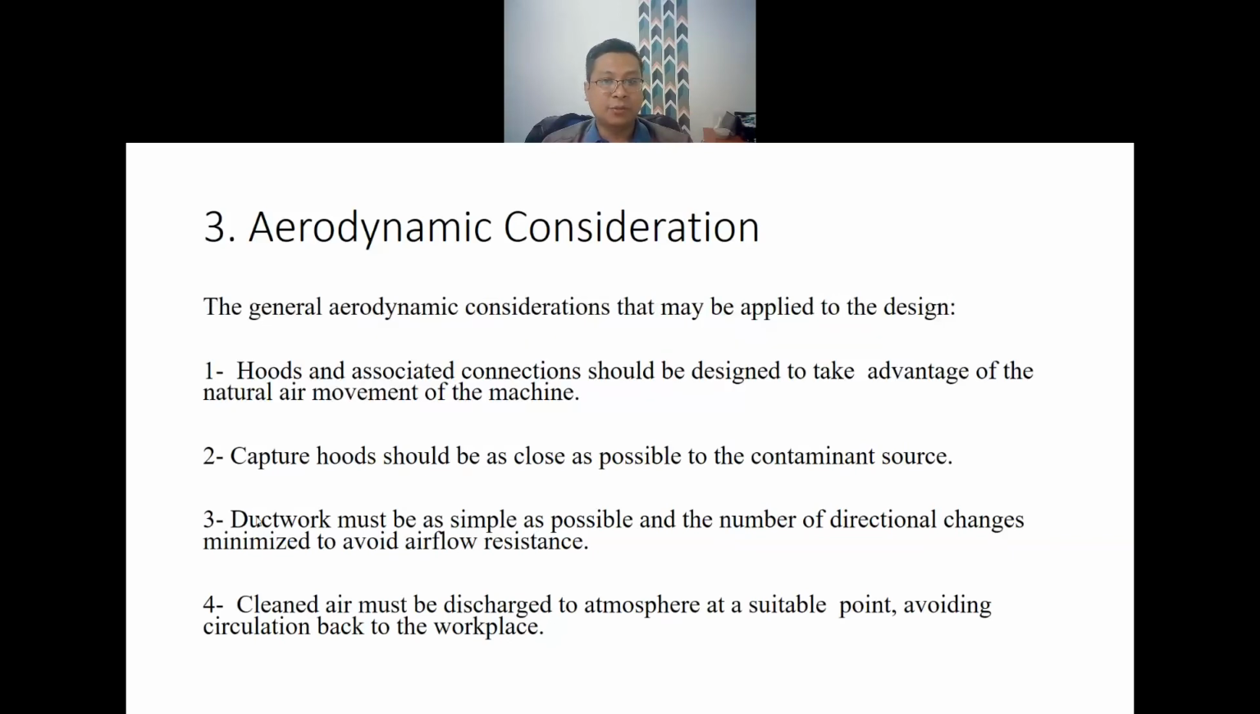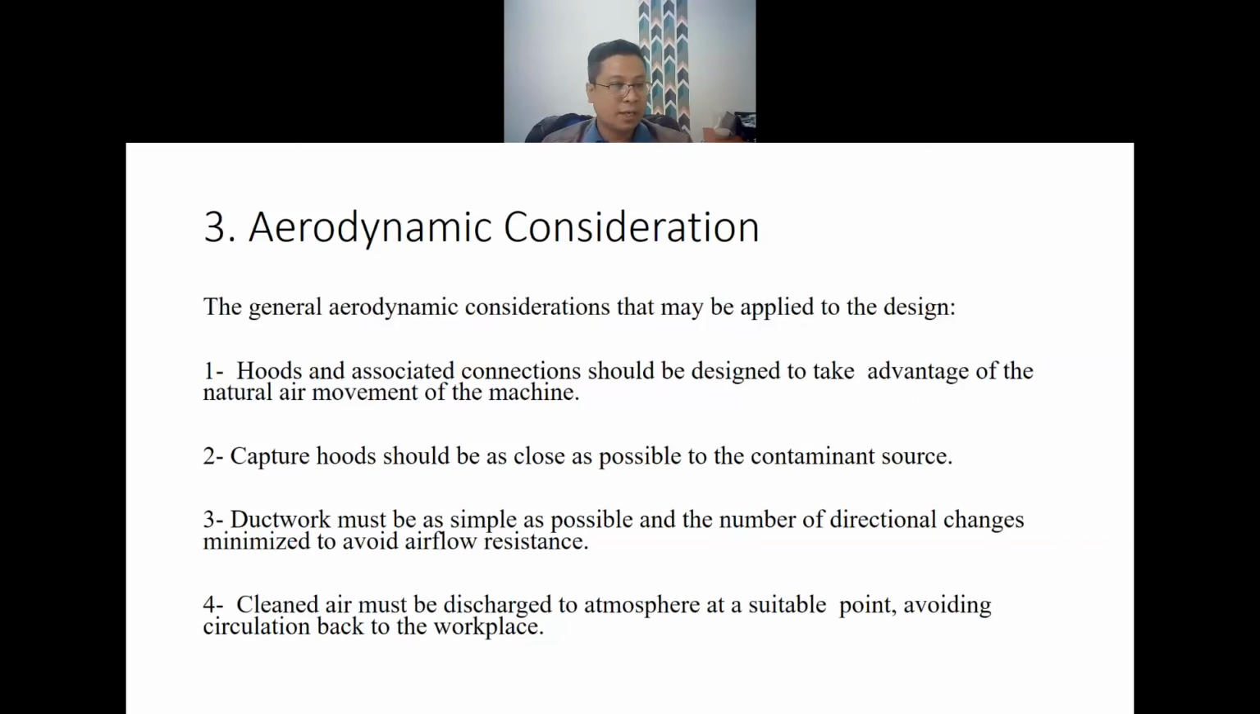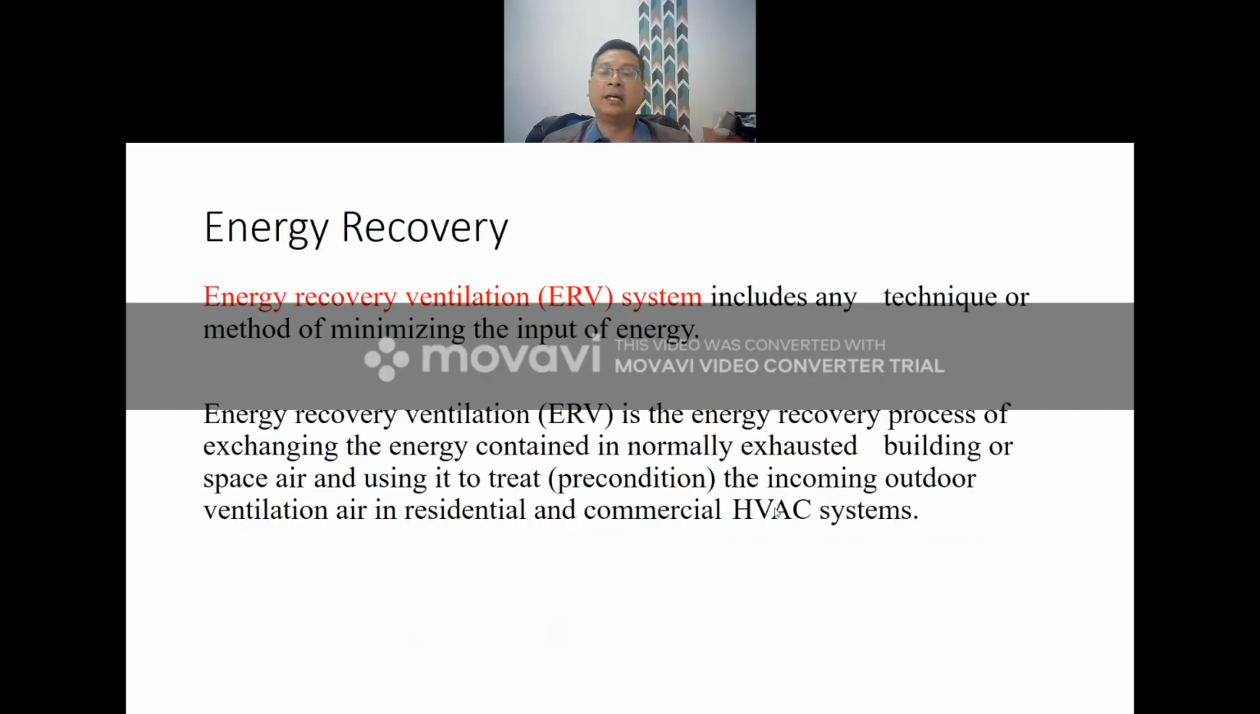Capture hood should be as close as possible to the contaminant source. Sometimes we can see the hood will be flexible, so we can move it close to the object. Ductwork must be as simple as possible and the number of directional changes minimized to avoid airflow resistance. And clean air must be discharged to atmosphere at a suitable point, avoiding circulation back to the workplace. This one is considered under the part of the aerodynamic system.